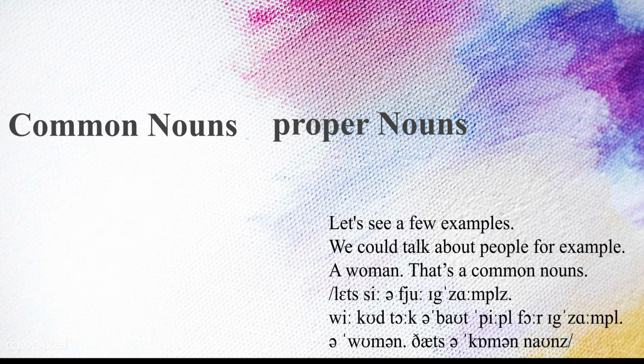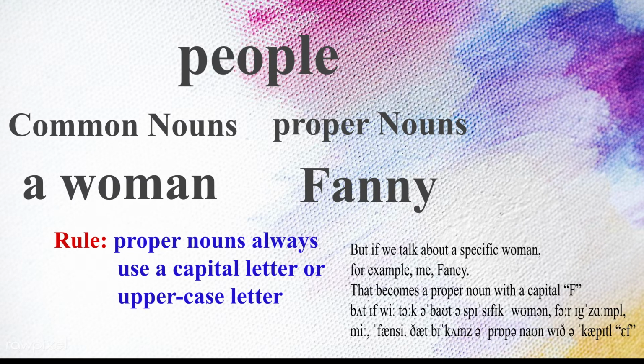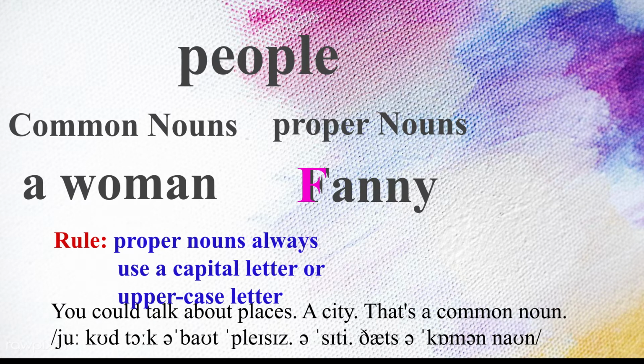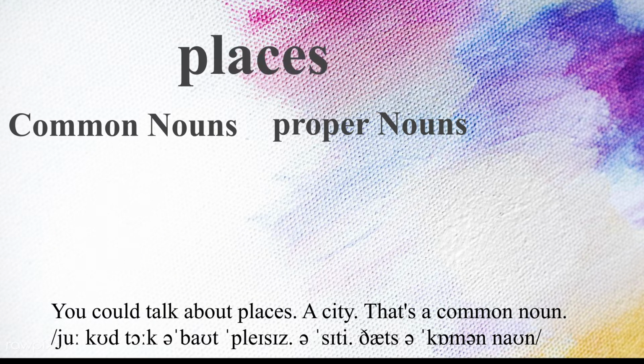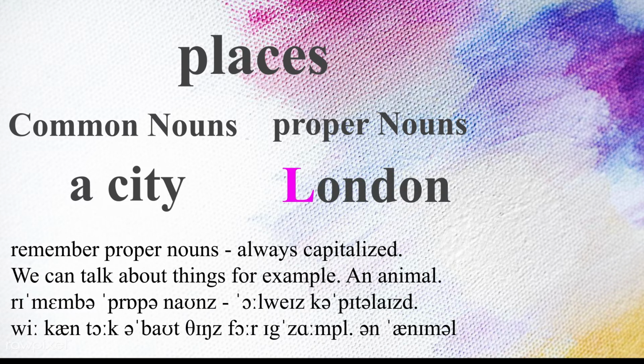Let's see a few examples. We could talk about people, for example, a woman. That's a common noun. But if we talk about a specific woman, for example, me, Fanny, that becomes a proper noun with a capital F. Because, and you should know this, proper nouns are always capitalized. You could talk about places, a city. That's a common noun. But then you can name a specific city. Let's take a great city, London, of course, with a capital L. Remember, proper nouns always capitalized.